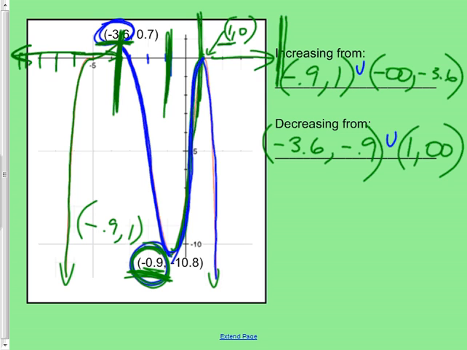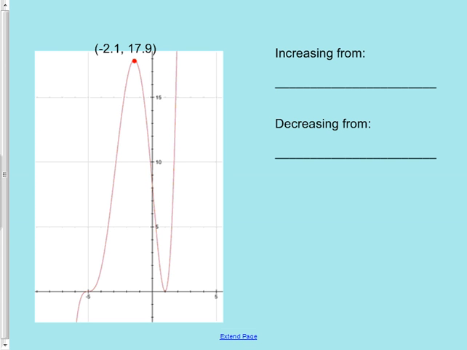Okay, let's move to another one. See if without my help you can remember how to do where it's increasing. There's two places it's increasing and one place it's decreasing.